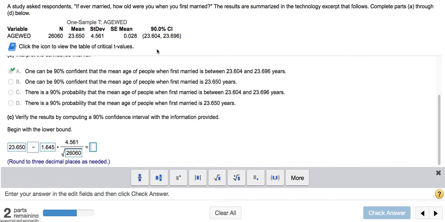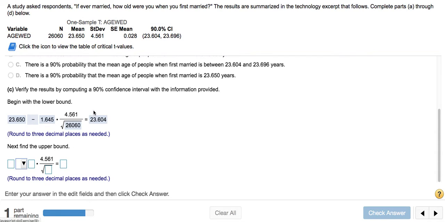And we could do this on a calculator. I mean, it should be equal to our lower bound. So I'm just going to quickly check this in a calculator. I'm going to do this computation. And let's see what we get. And when I divide by the square root of 26060, okay, we do in fact get this lower bound, so that is going to be 23.604.